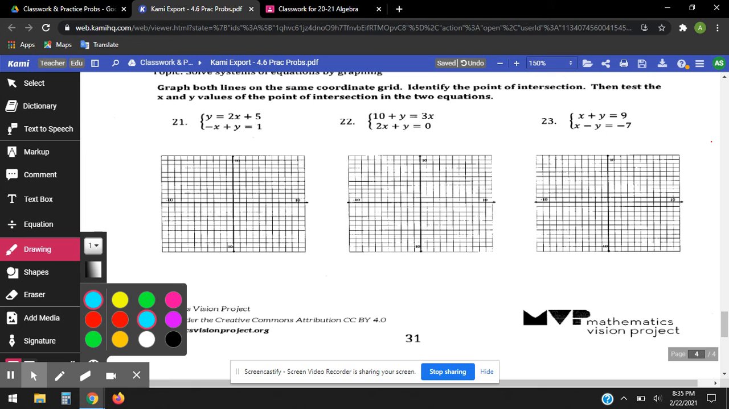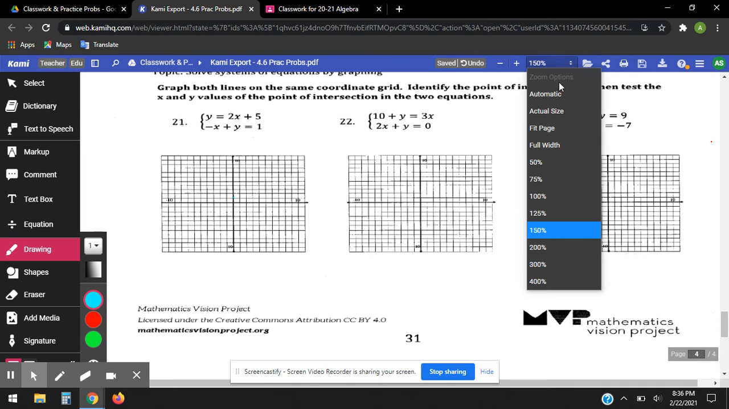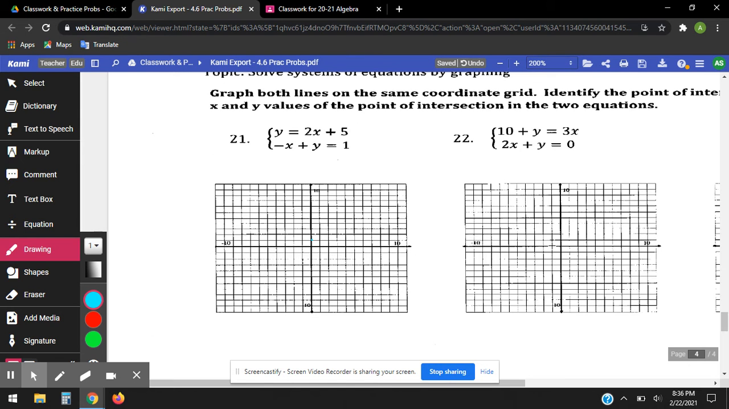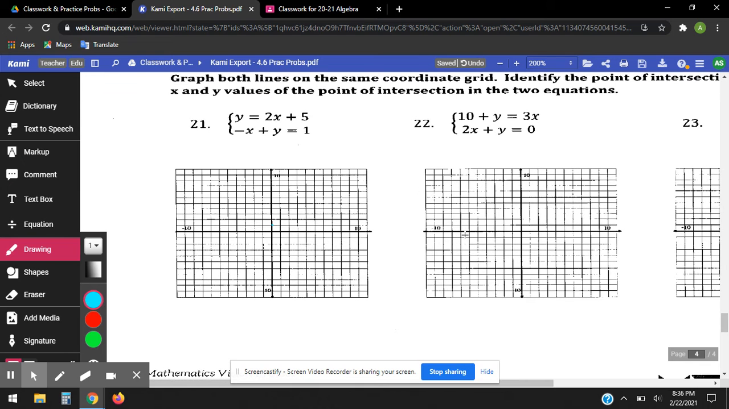Graph both lines on the same coordinate grid. Identify the point of intersection, then test the x and y values to make sure they work. So y equals 2x plus 5. So I know I can go to the plus 5. 1, 2, 3. I'm going to zoom this one in just a little bit more because these little graphs are small. All right. 1, 2, 3, 4, 5 right here.